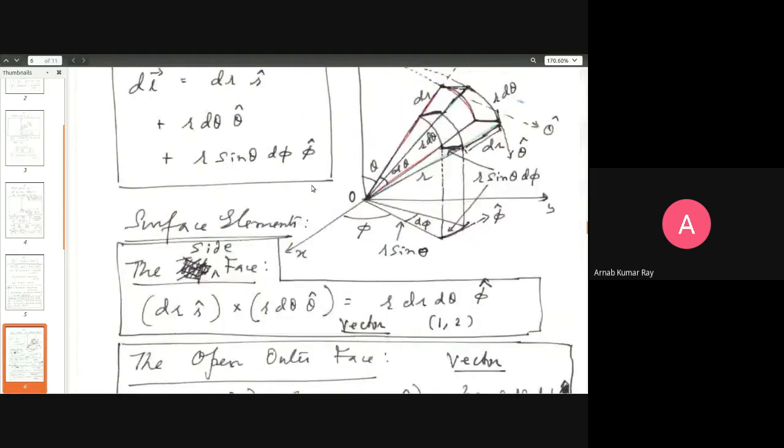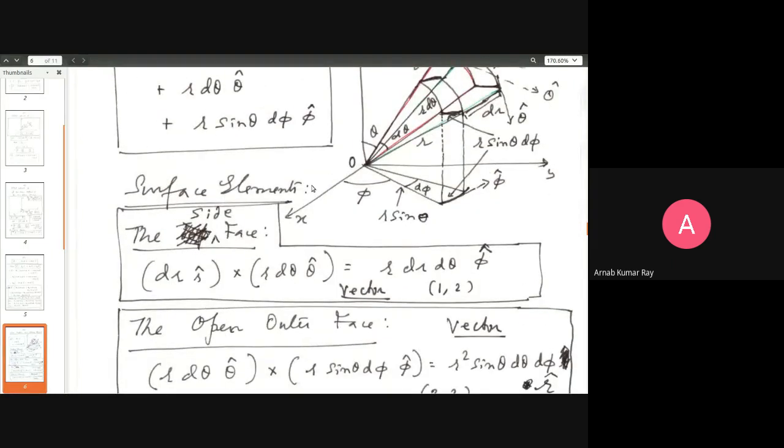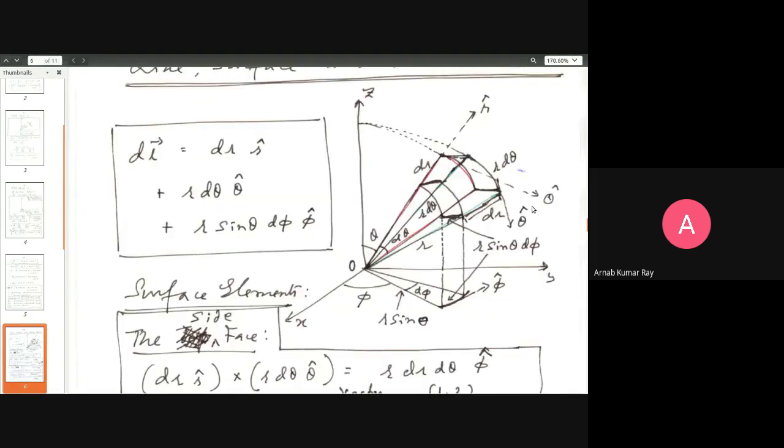Okay, now let us talk about a few important things. 3 surface elements. You have got the line element over here. As soon as you have the line element, you can immediately construct the surface elements.